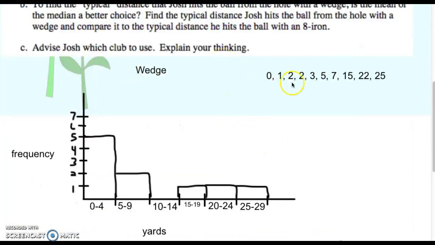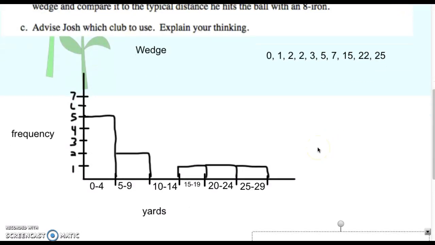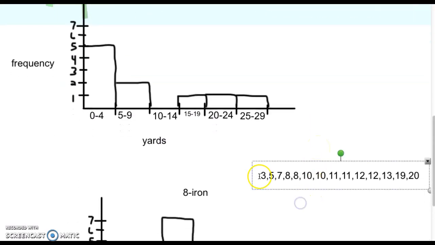Ordered with mine for the wedge, you should have 0, 1, 2, 2, 3, 5, 7, 15, 22, 25. And then for the 8 iron, you should have 3, 5, 7, 8, 8, 10, 10, 11, 11, 12, 12, 13, 19, 20.